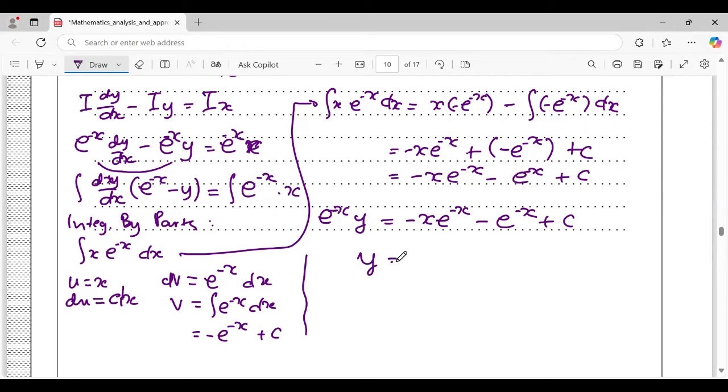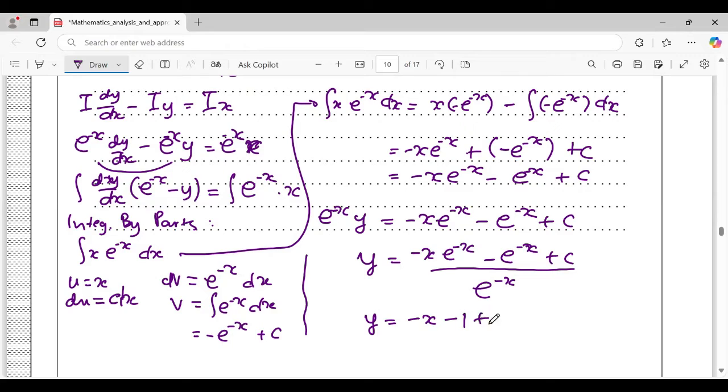So y equals minus x e power minus x minus e power minus x plus c, over e power minus x. Y equals minus x minus 1, and then plus c. So this is f of x: y equals minus x minus 1 plus c.